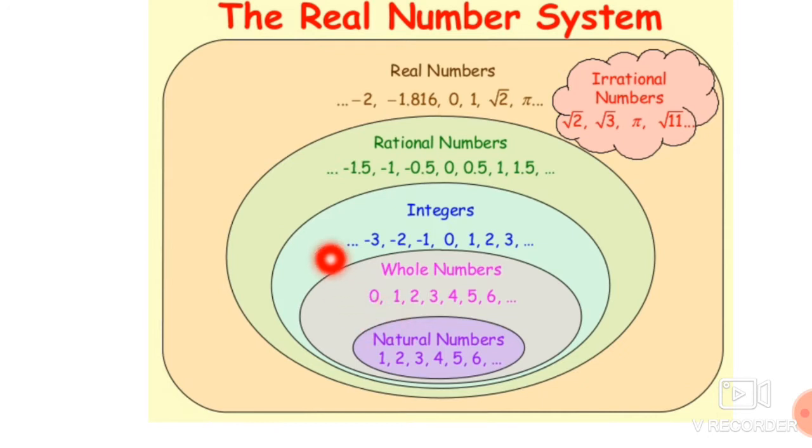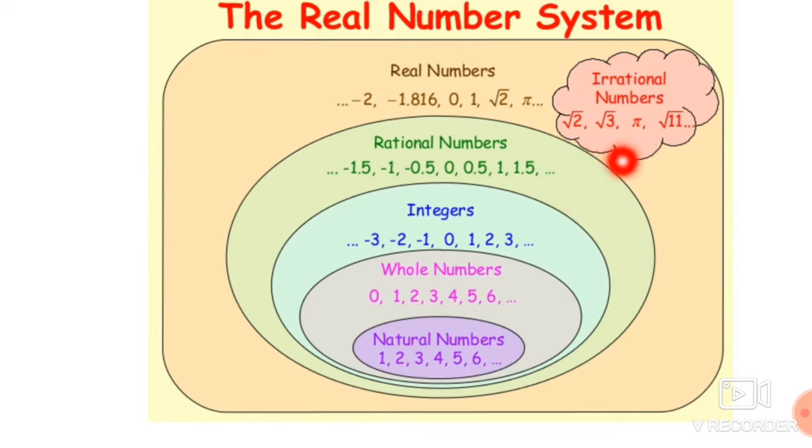Then the set of integers. The set of integers has all the positive numbers 1, 2, 3, 4, 5, 6, 0, and all the negative numbers -1, -2, -3 and so on. The next is the set of rational numbers. The set of rational numbers contains all those numbers that can be written in fraction form. It may also include the decimal numbers which are terminating decimal numbers.